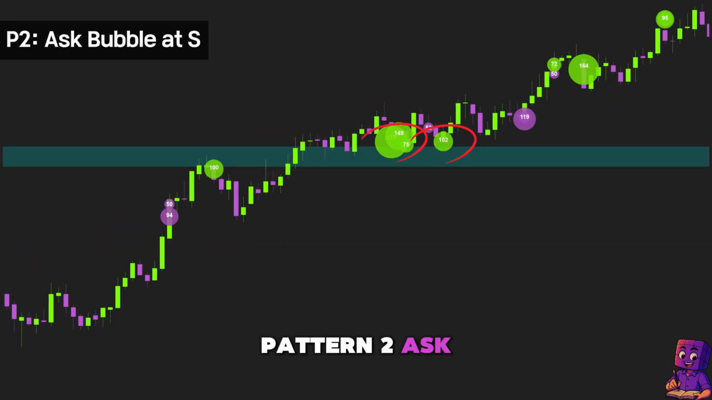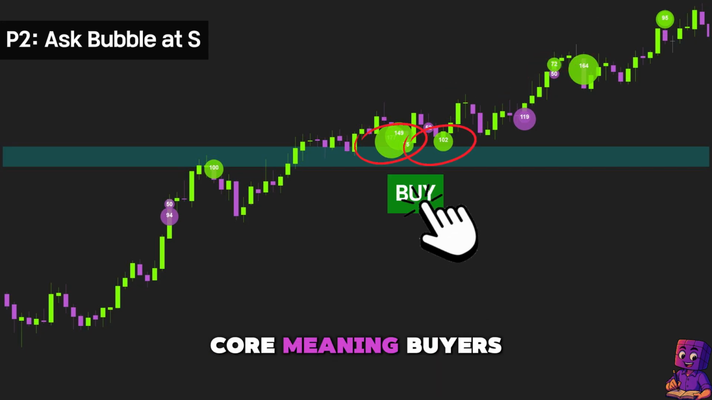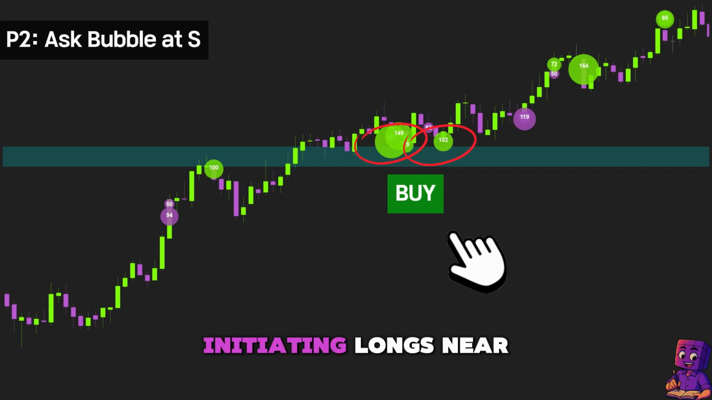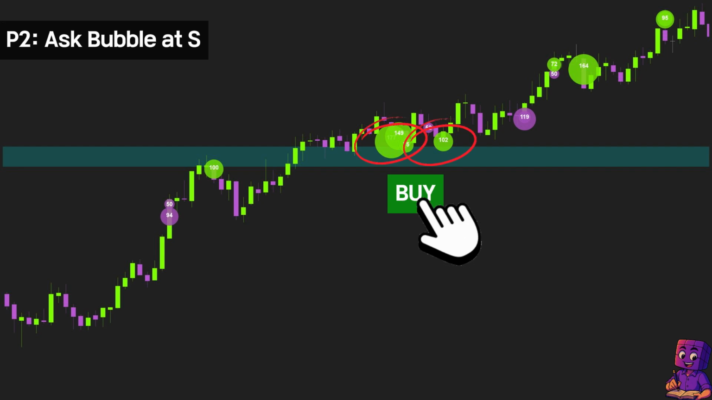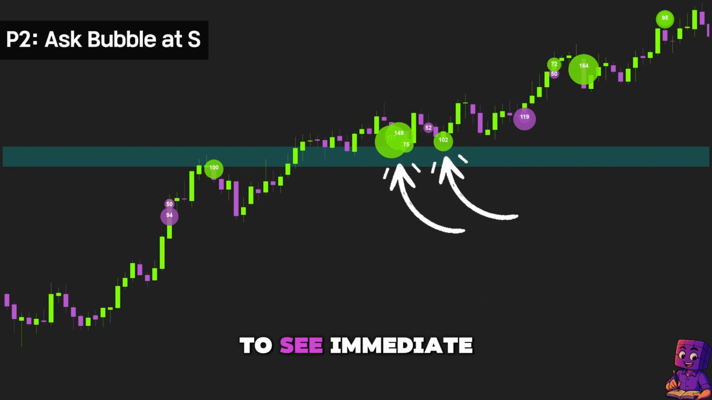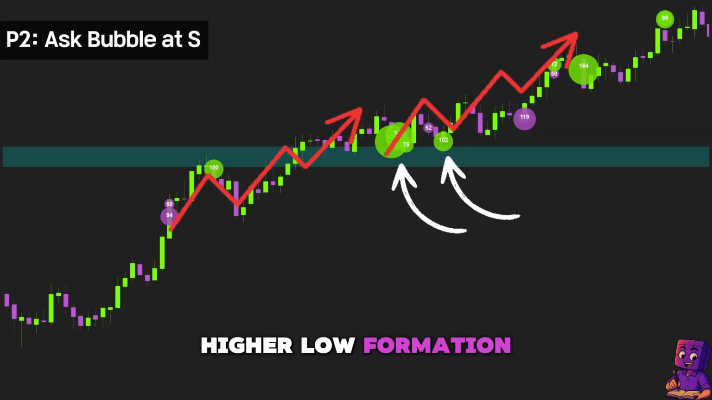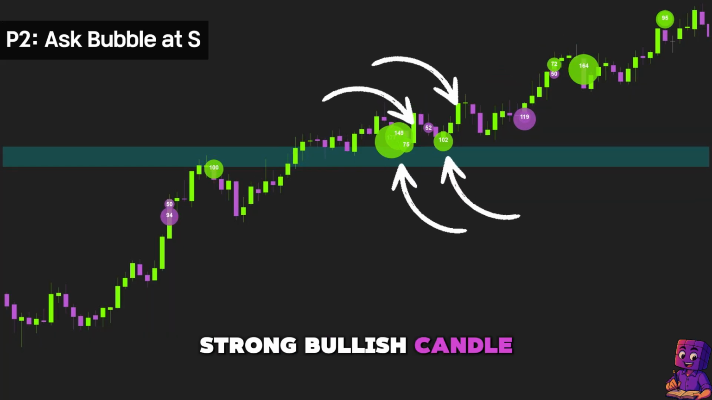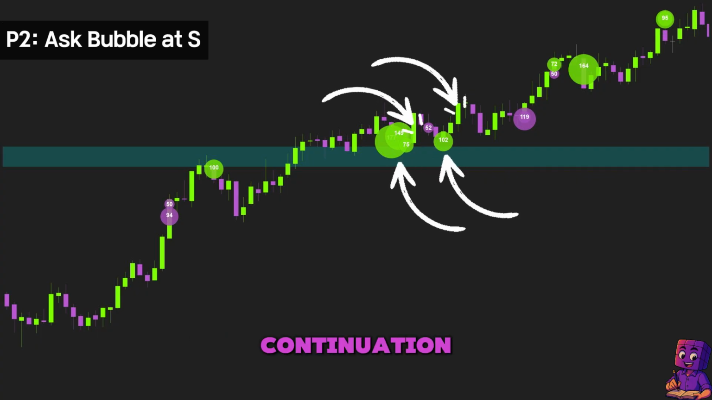Pattern 2: ask bubble, in our case green, at support. That means the buyers step in and we have a bullish continuation move from a pullback. Core meaning: buyers lift the ask aggressively on the dip, initiating longs near the bottom. What we want to see: immediate bounce after the bubble, higher low formation, strong bullish candle after the bubble, which means momentum continuation.